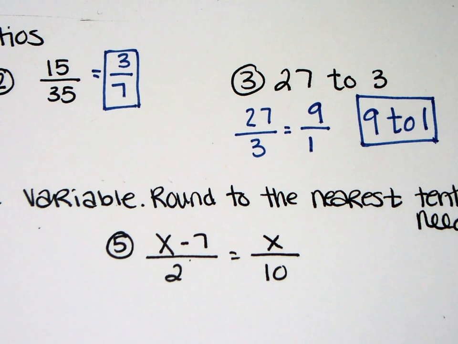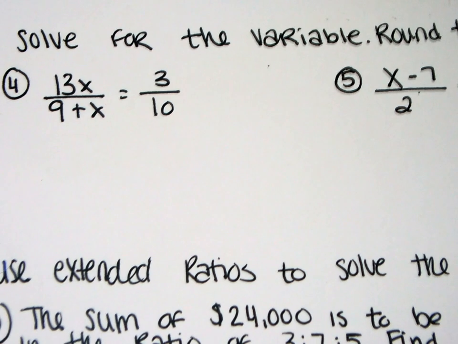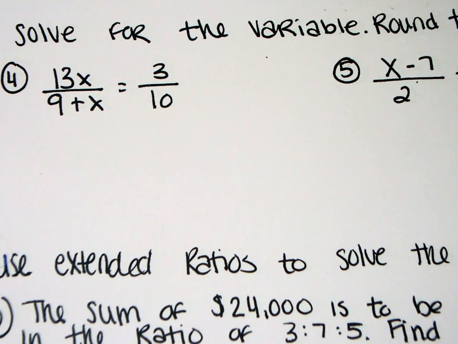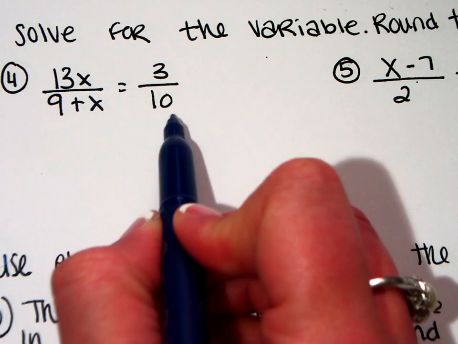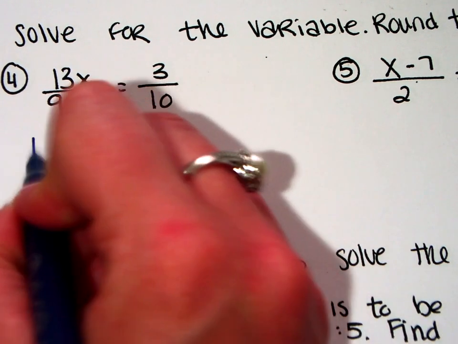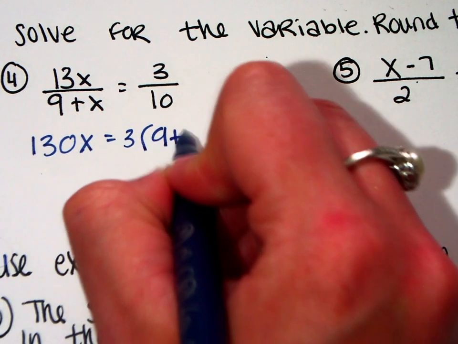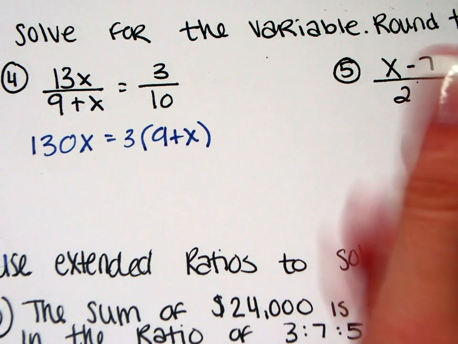Now let's solve a proportion. So down here, a proportion is something that compares two ratios. Okay, two ratios. So I get 13x over 9 plus x equals 3/10. Let's go ahead and start. So 13x times 10 is 130x, and then I get 3 times (9 plus x). What I'm going to do is distribute.